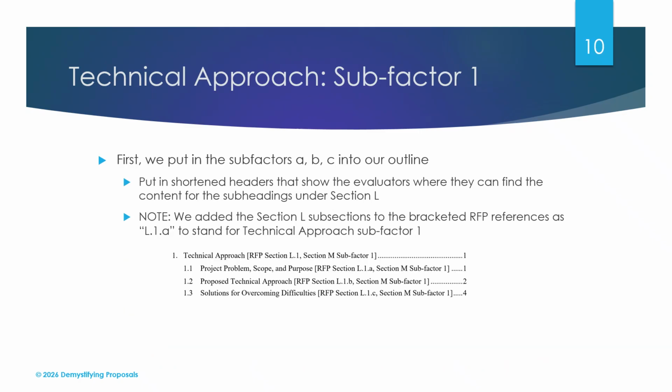So now that we figured out where we're going to put the paragraphs that come before the A, B, and C, we want to put the A, B, and C into our outline. Note that I shortened the titles, so that rather than using the whole language of the A, B, and C, I shortened them into something that to me is obvious, that the one-to-one mapping would be obvious to the evaluators. Also, we add the .A, .B, .C references to the L requirement, so that helps us show which sections are aligned to which subfactors or which technical approach factors.